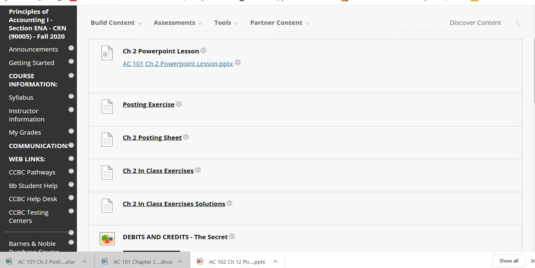Okay, we're going to work now on posting some accounts to T accounts. To do that, you need to print out two documents. First, one in Blackboard called Posting Exercise, the other called Chapter 2 Posting Sheet. So you need to pause this, and if you have not done so yet, print both of those out.